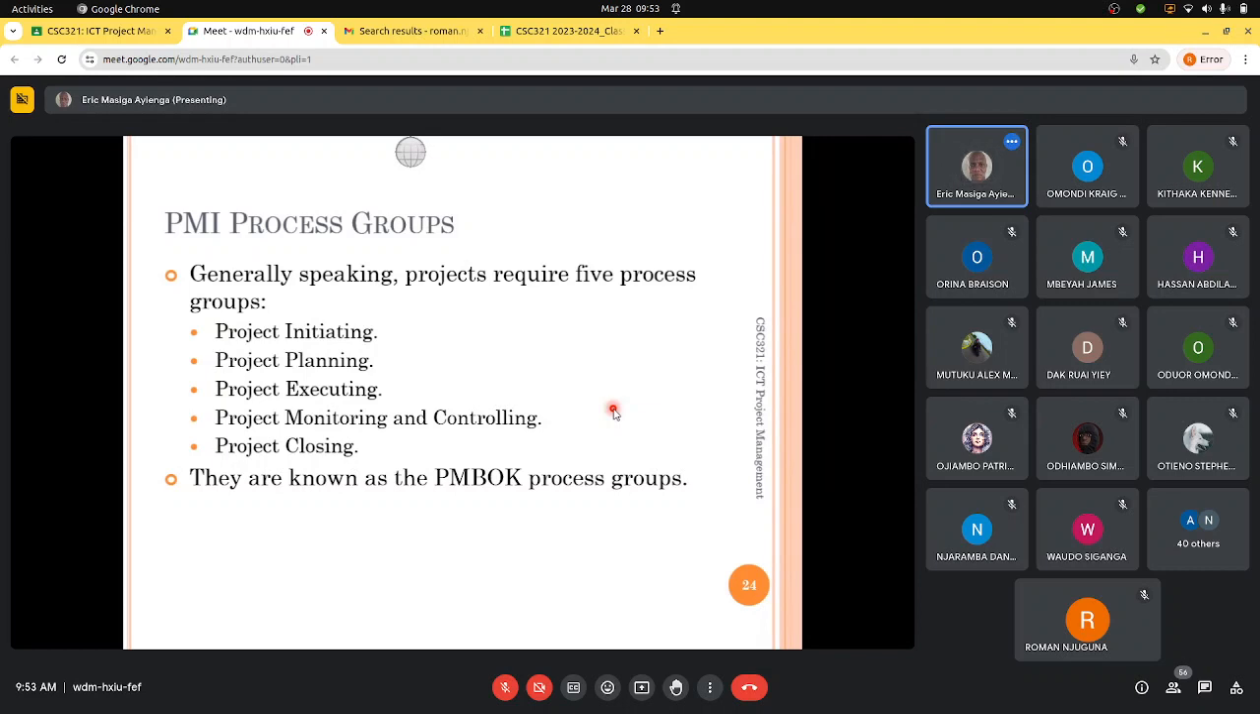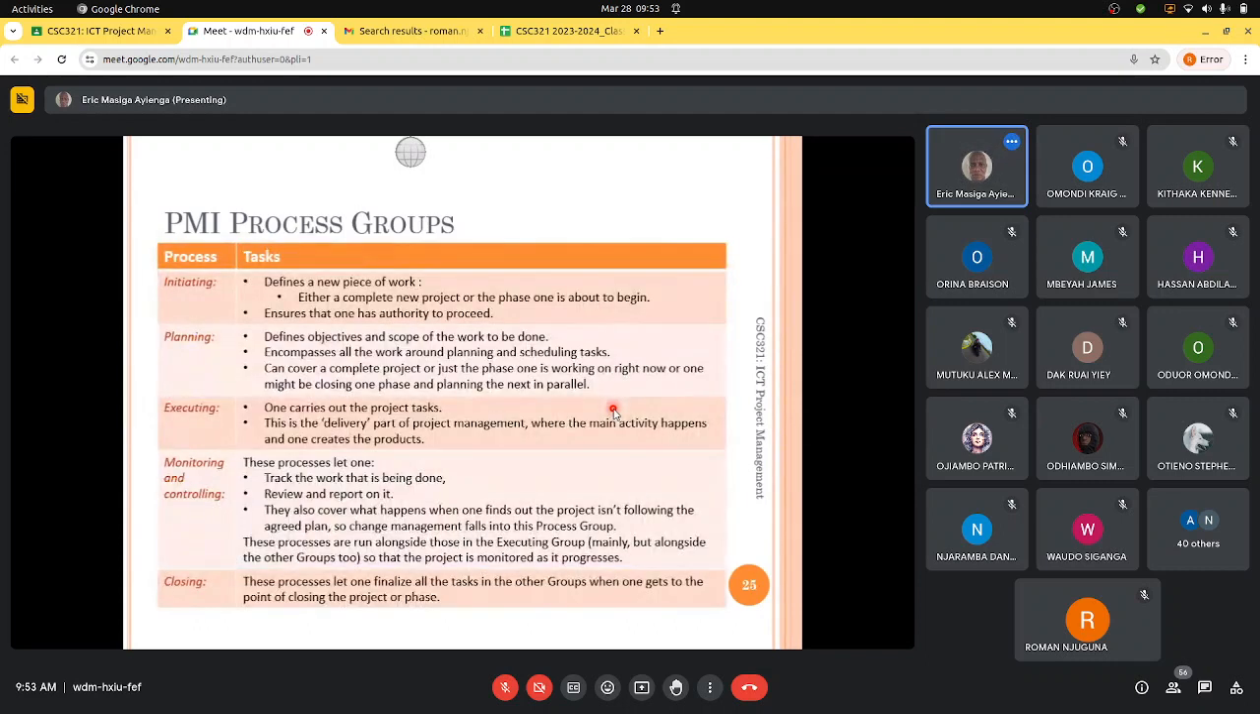So what we were looking at, we've just looked at the knowledge areas. Now, those knowledge areas are going to be practically implemented by these process groups. So we look at these process groups in detail.